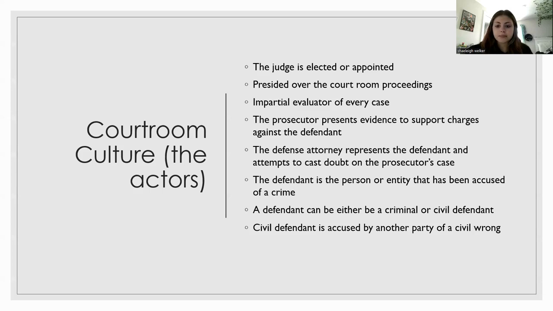The defendant is a person or entity that has been accused of a crime, and they may either be a criminal or a civil defendant.